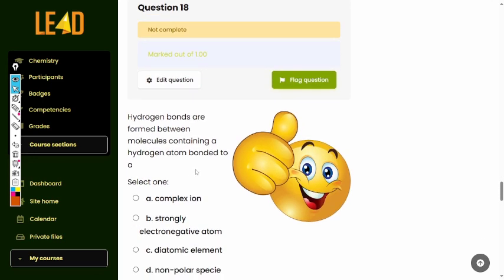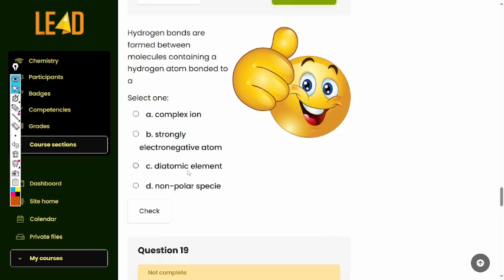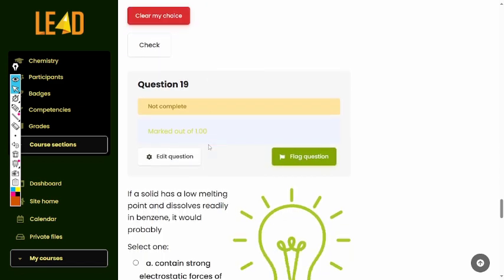Question 18. Hydrogen bonds are formed between molecules containing a hydrogen atom bonded to a... Okay, so hydrogen bonds are formed between very, very electronegative atoms, like fluorine and oxygen and even nitrogen. That's where we have hydrogen bonds. So the correct answer is B, strongly electronegative atoms.